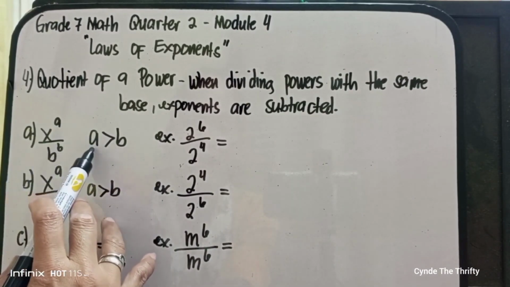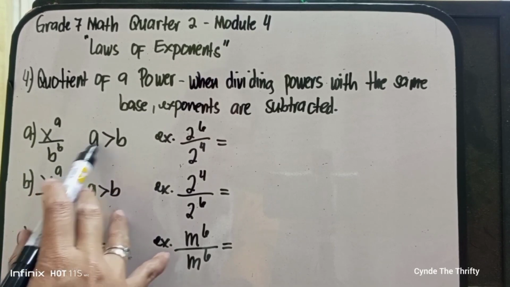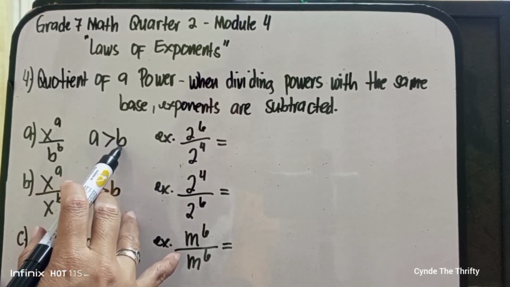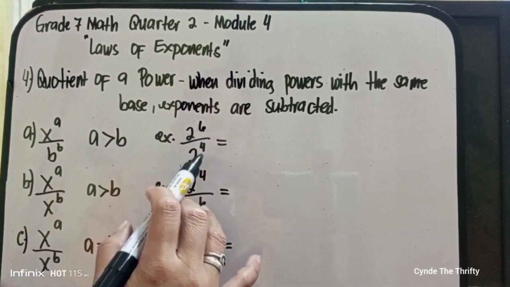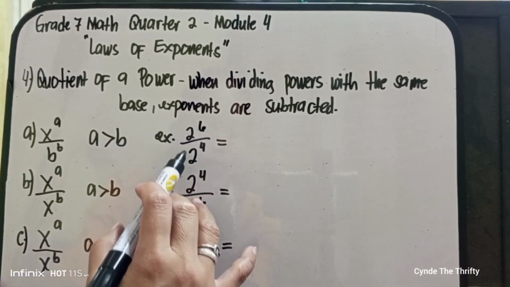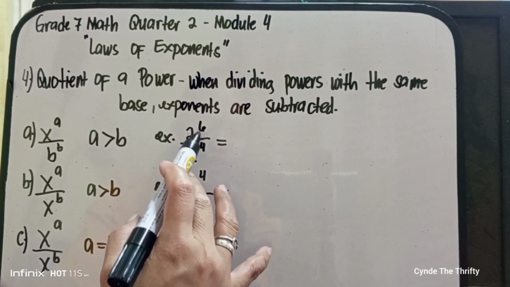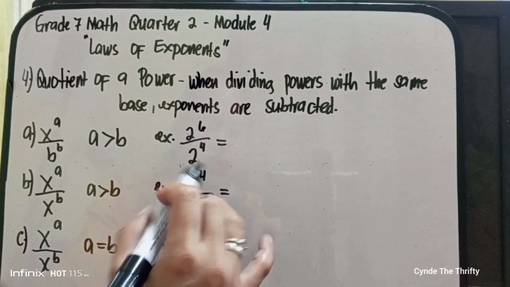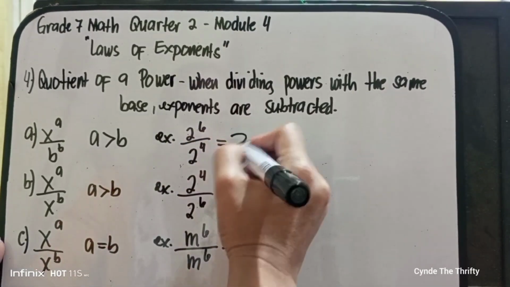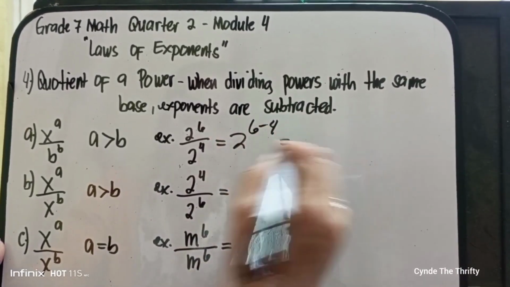Kapag ang exponent ng numerator is mas malaki kaysa exponent ng denominator, ang gagawin natin is i-subtract lang natin, kopyahin natin yung base kasi may magkaparehong base sila, and i-subtract natin ang kanilang exponent. So, 2 raised to the power of 6 divided by 2 raised to the power of 4. So, magiging 2, i-subtract lang natin ang exponent, that is 6 minus 4.